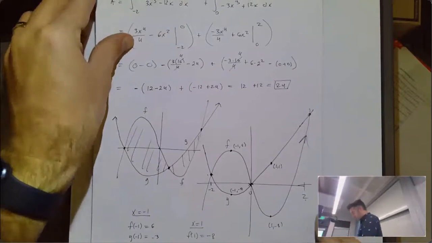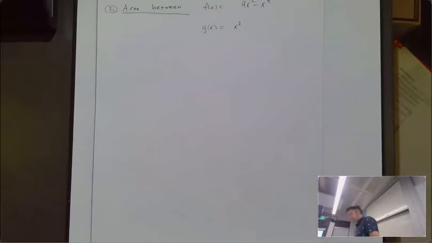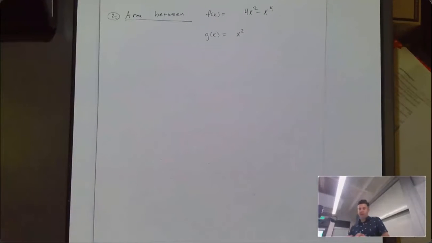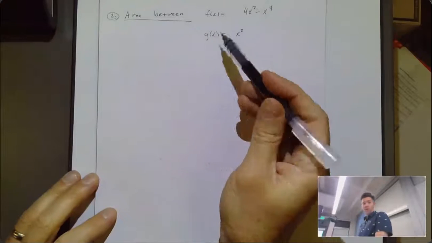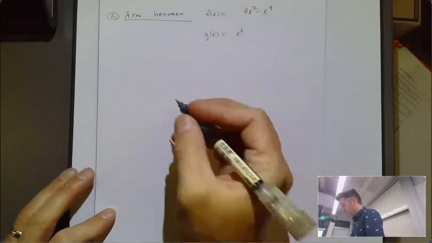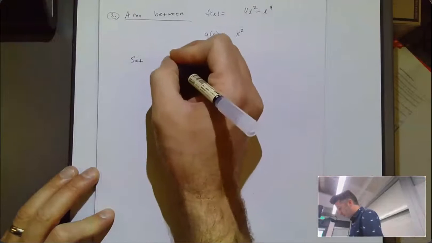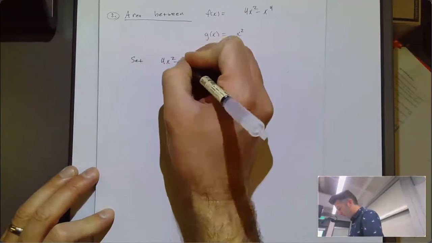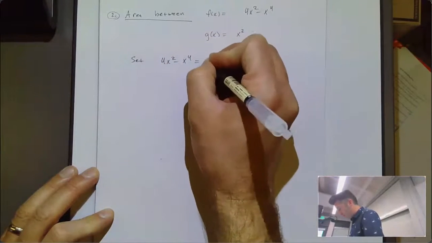So let's look at this next one, which I feel like the numbers I made up are going to be terrible. That's okay. So again, I want to find the area between these two functions. I really don't want to have to graph them. So we're just going to set 4x² minus x to the 4th equal to x².